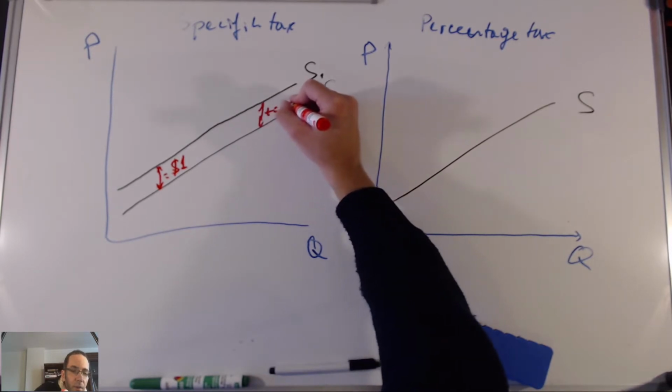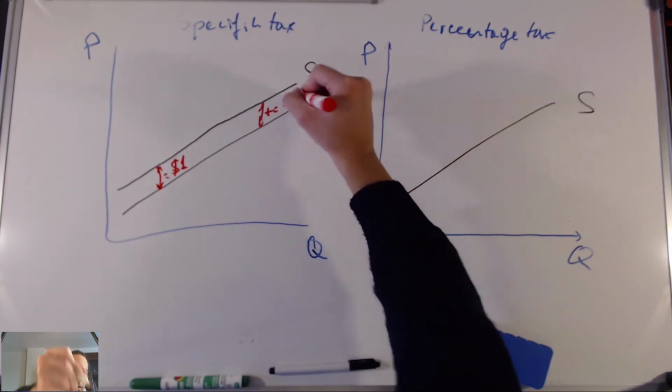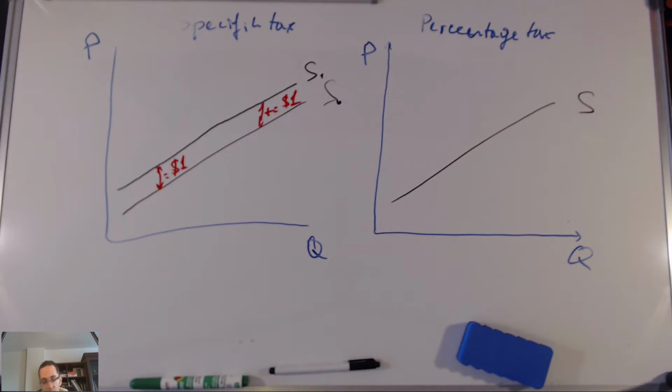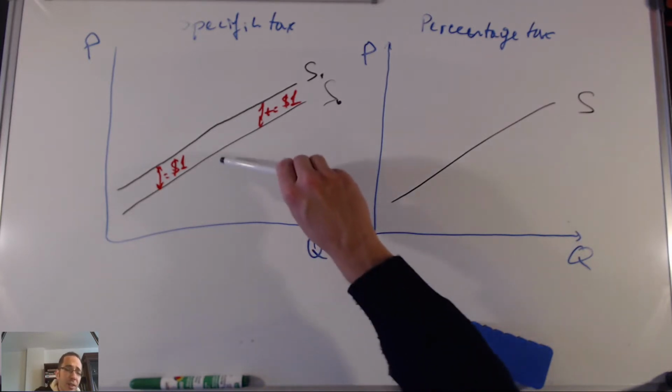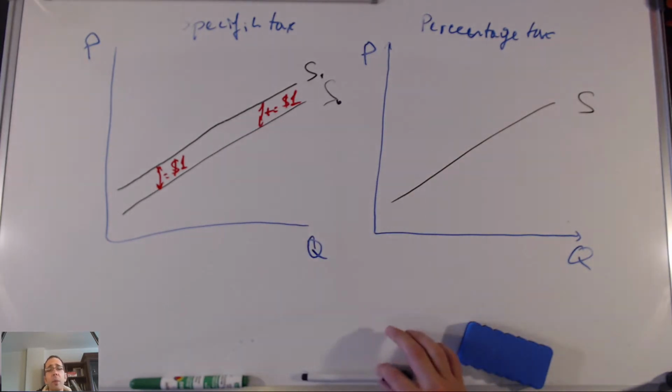This t is equal to $1. So what this shows us is that with a specific tax, the supply curve is being shifted parallelly. It's always shifted by the same amount of money. You can think of it as a vertical shift by the amount of the tax. With the percentage tax, it behaves somewhat differently.